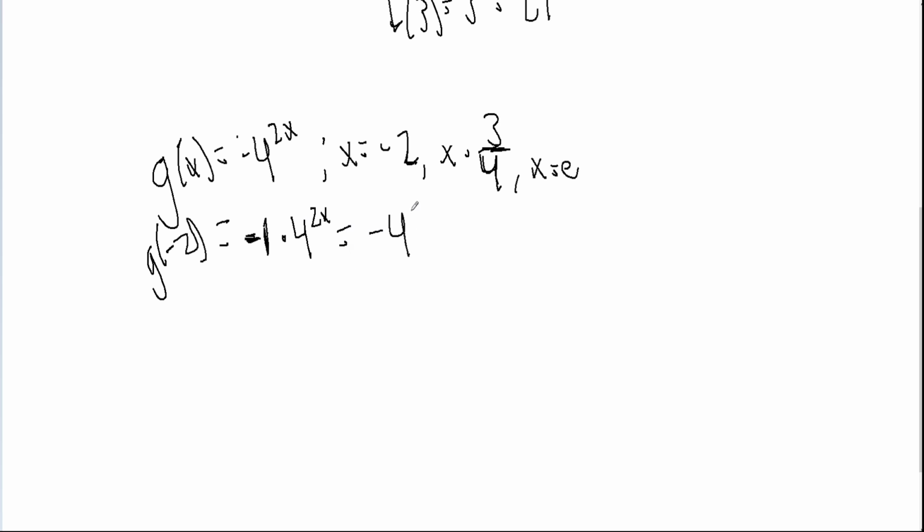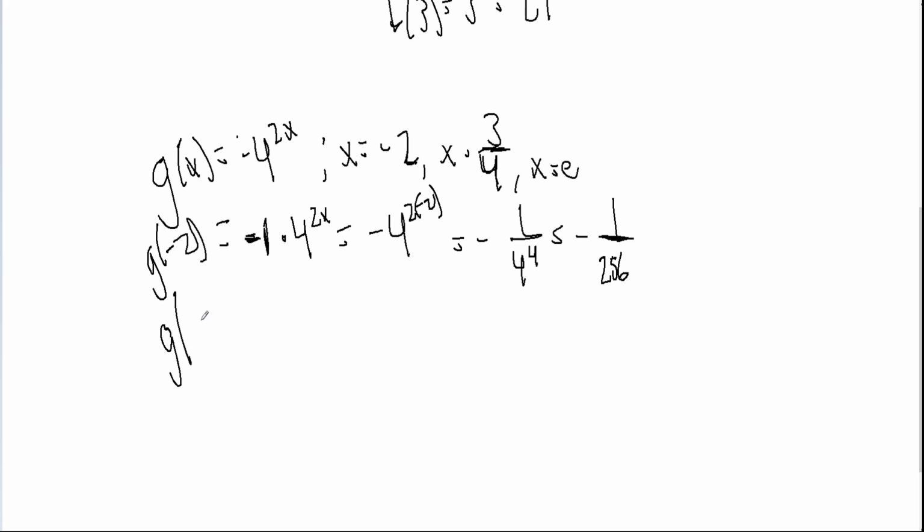If we substitute in that -2, we have -1 times 4 raised to the 2 times -2. That gives us -1 divided by 4 to the 4th power, which is -1 divided by 256.